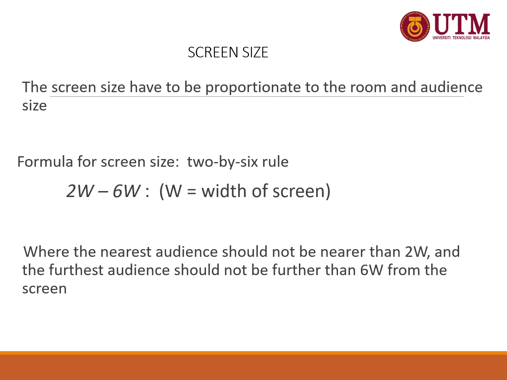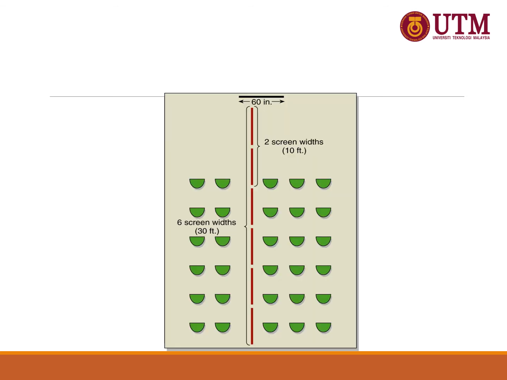And here is the formula that we use actually to place the screen size, or apply the appropriate screen size. The screen size have to be appropriate to the room and the audience size. So this is the formula we actually follow. And this is an example of the screen size and how the audience is placed, and the screen width and heights and so on.